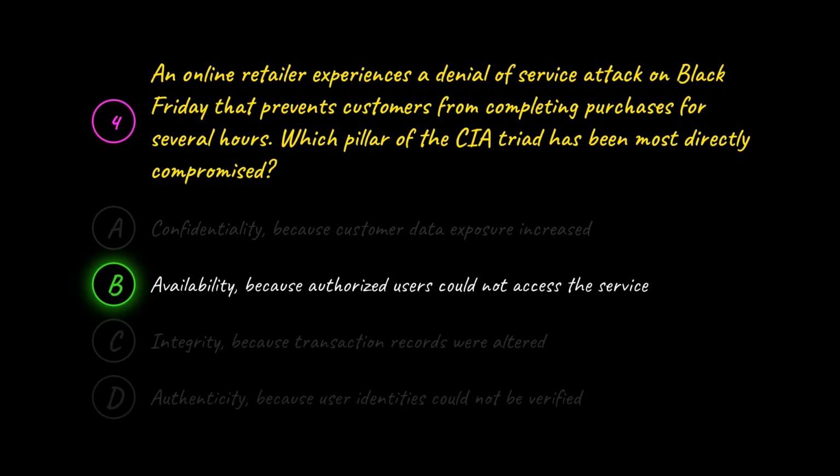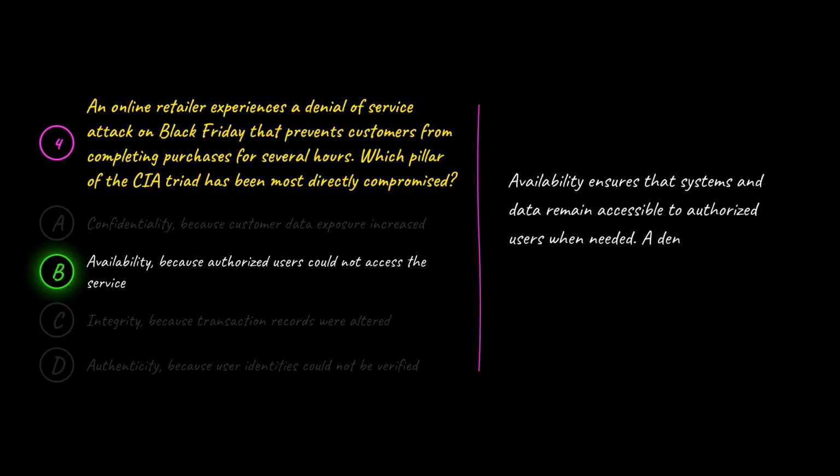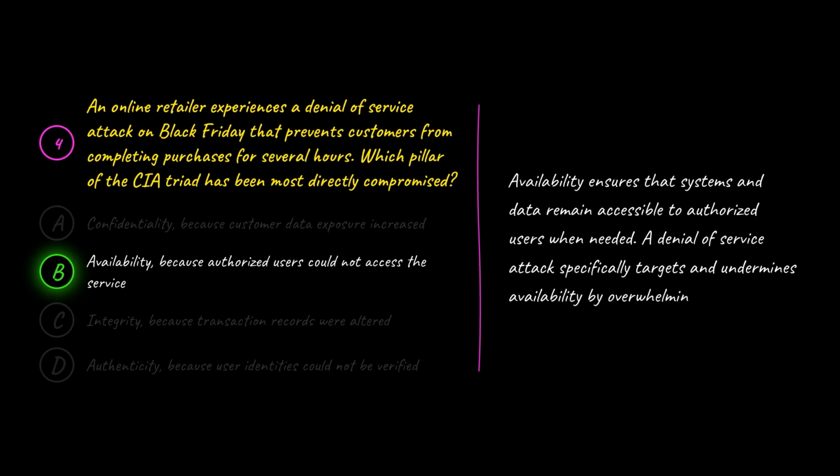The correct answer is B. Availability, because authorized users could not access the service. B is correct because availability ensures that system and data remain accessible to authorized users when needed. A denial of service attack specifically targets and undermines availability by overwhelming the service.